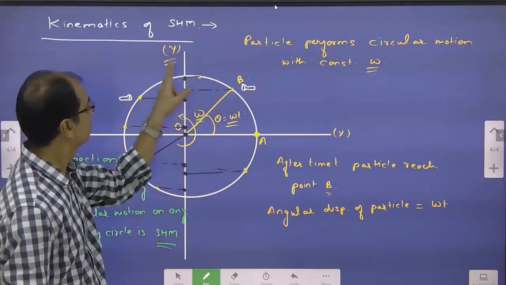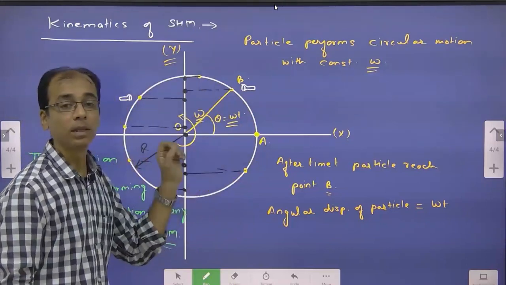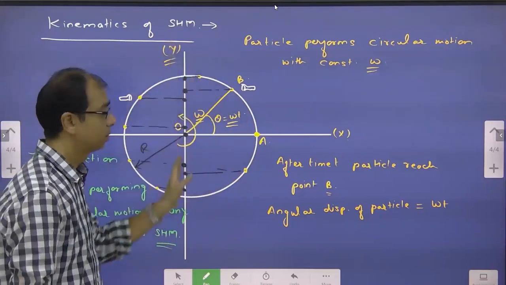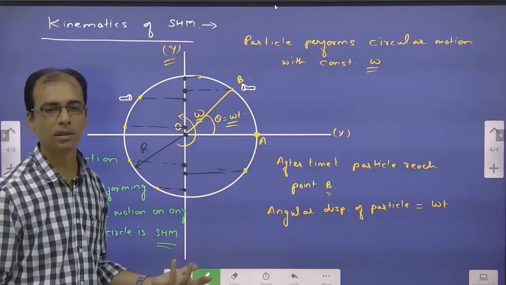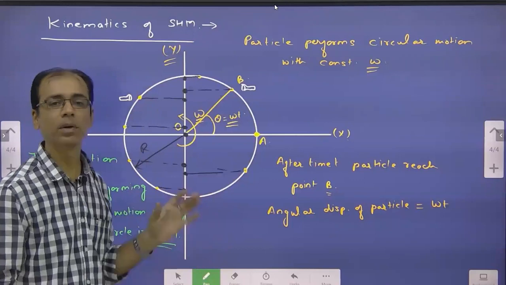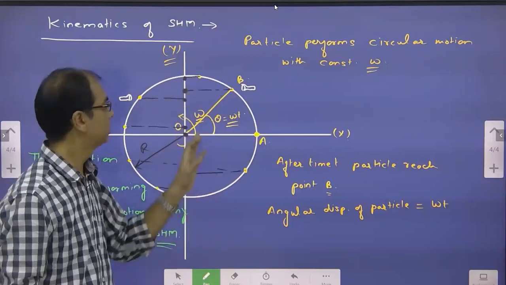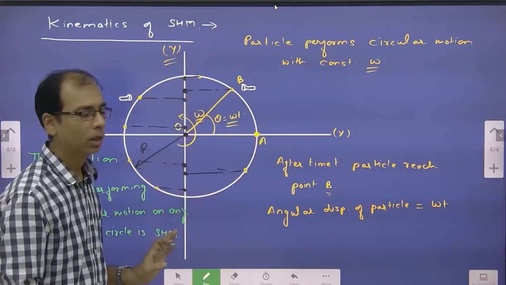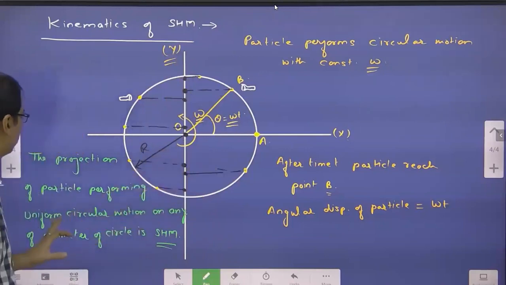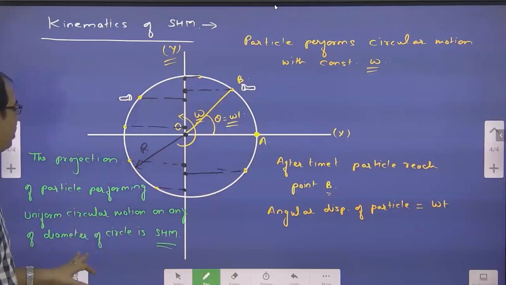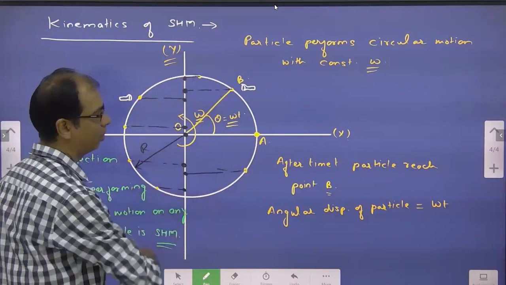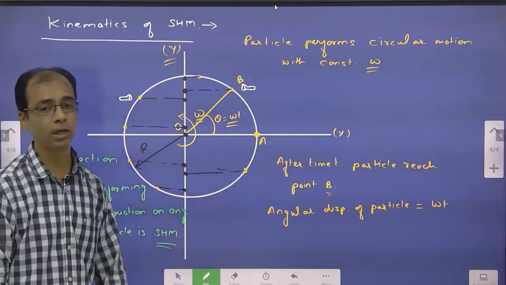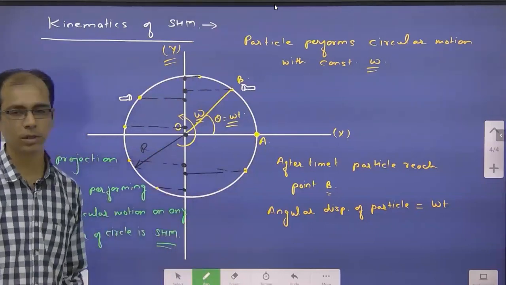A particle is doing circular motion, and we take that particle's projection on the diameter. You can choose any diameter along the x-axis, y-axis, or in between somewhere, anything, but we are choosing y because it's easy for us. So what we have written is the projection of a particle performing uniform circular motion on any diameter of the circle. First note it, make the diagram, then we will find the mathematical equations from here. Note it.